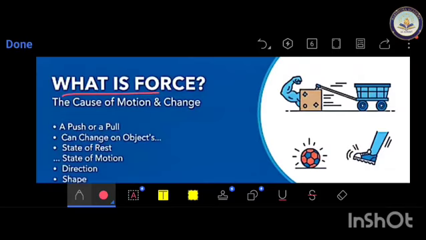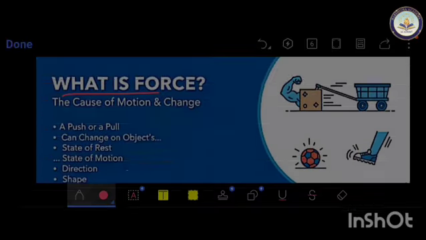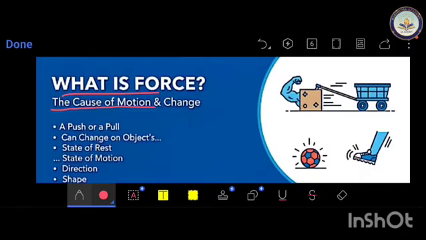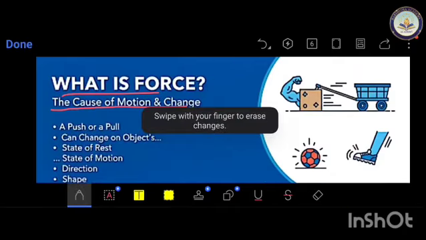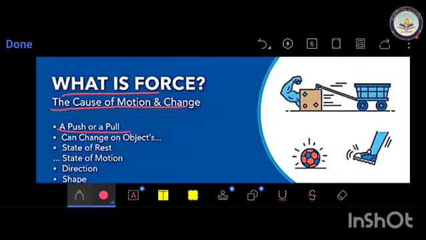Firstly, we're going to discuss what is force. It's the main theme. What is force? The cause of motion and change. Force is a push or pull. A push or pull, we call it force, and it can change things on objects.